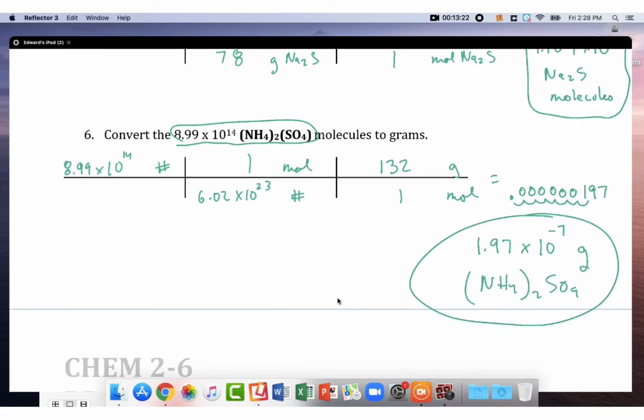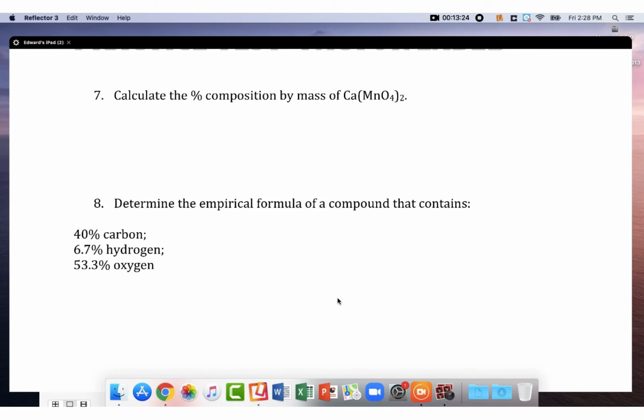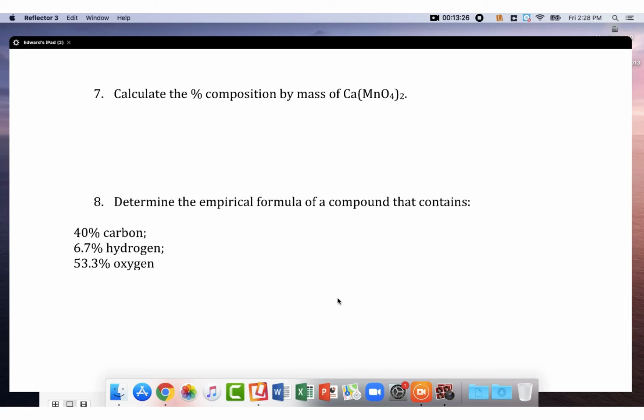All right, scrolling up. Percent composition by mass. So percent composition by mass is like the test score, right? So we have to find all of our individual things. Calcium is 40 plus Mn. Mn weighs 55, and there's 2 of them, plus oxygen weighs 16, and there's 8 of them.